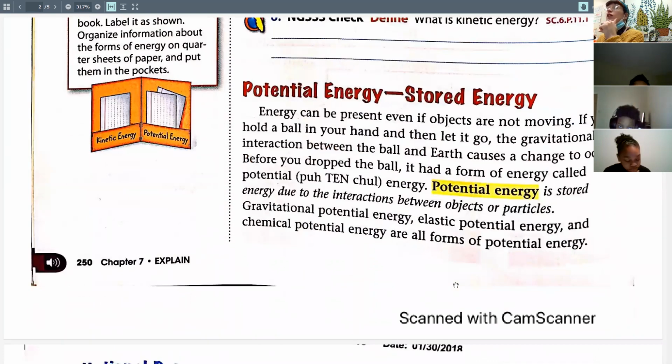Potential energy, stored energy. So the idea is it has the potential to move, but it's not moving yet.